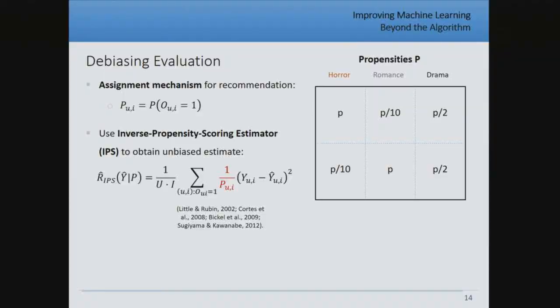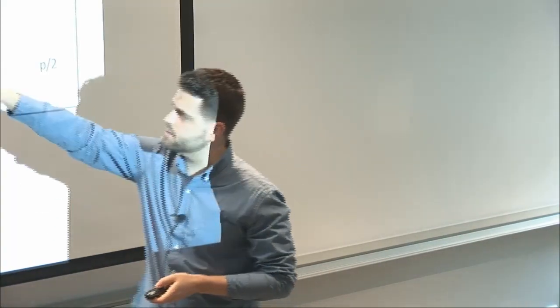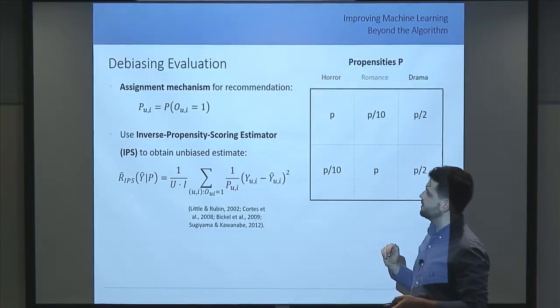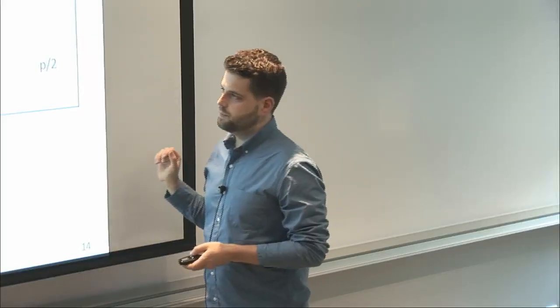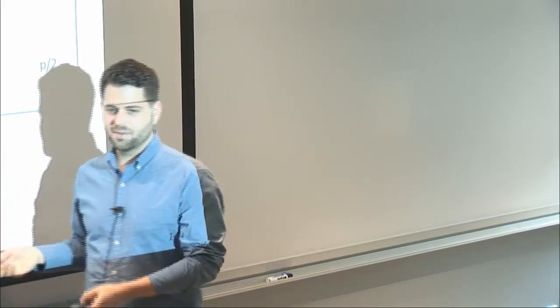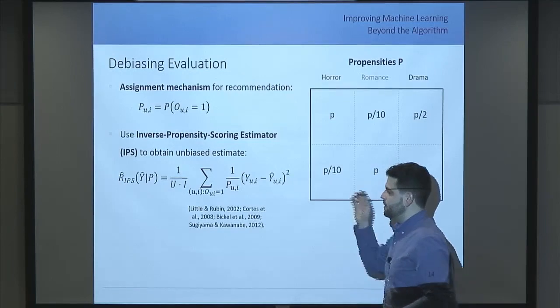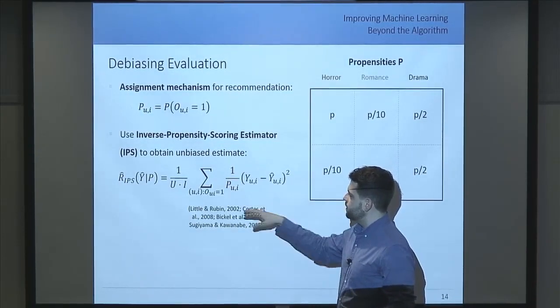This is also called the assignment mechanism. To make this more precise, in recommendation, this actually boils down to knowing the marginal probability for a rating in our ratings matrix to be observed. This is also sometimes called the propensity. And then we can use the inverse propensity estimator, which is well known, and I think most of you are very familiar with it. It has been used in many other settings, domain adaptation, as well as reinforcement learning.